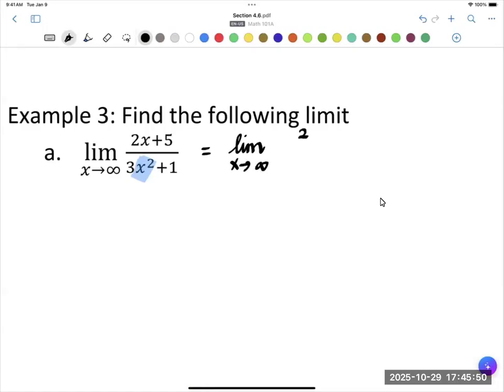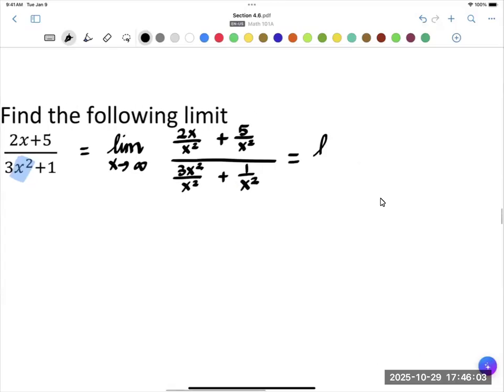So I have 2x over x squared plus 5 over x squared, and then over 3x squared over x squared plus 1 over x squared. And this will give us, when we simplify, the limit as x approaches positive infinity of (2 over x plus 5 over x squared) over (3 plus 1 over x squared).